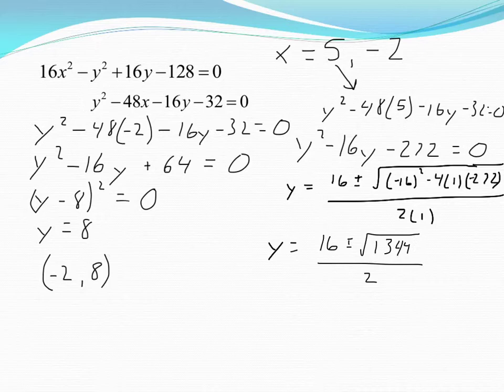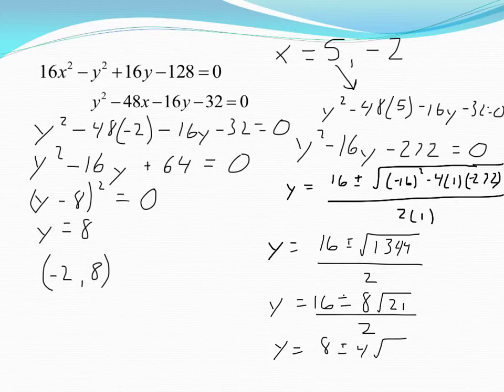1,344 is the same as 64 times 21. 64 is a perfect square. So we can simplify a little bit further. The square root of 64 is 8. That'll be on the outside. And the other factor of 21 is left on the inside. And the division of 2 applies to both terms. So we are left with y equals 8 plus or minus 4 times the square root of 21. Remember, those are the solutions for when x is equal to 5. So that gives us 2 ordered pairs, 5 and then 8 plus or minus 4 times the square root of 21.